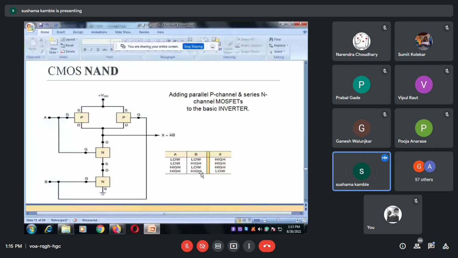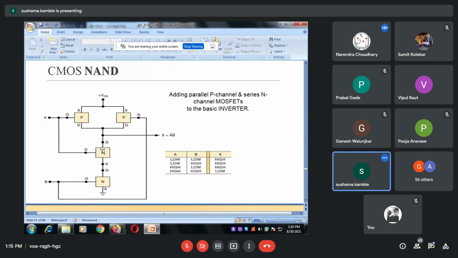Next, high low, same. If you realize it, the NOR gate is easy, it is just the reverse of this. So A is high now and B is low. Just tell me which one will conduct here. A is high now, okay? PMOS will be off. Off. Off. Very good.